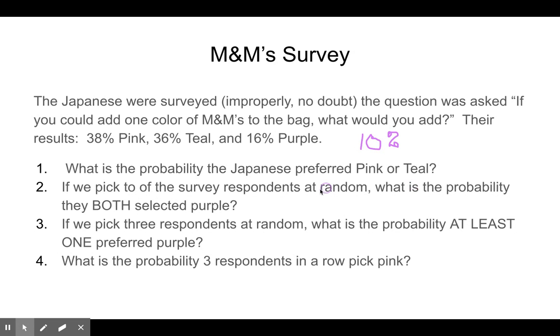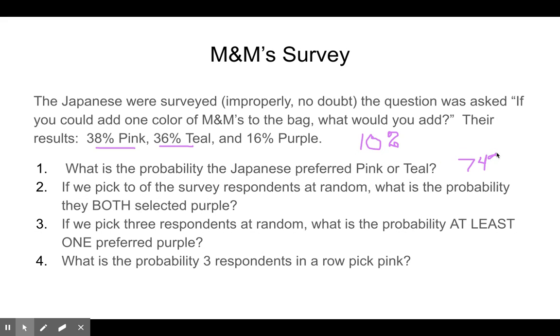I just always keep that in mind. Okay, so what's the probability that they preferred pink or teal? The word or should tip you off that it's addition, pink or teal. So you just add those together, that's 74%.